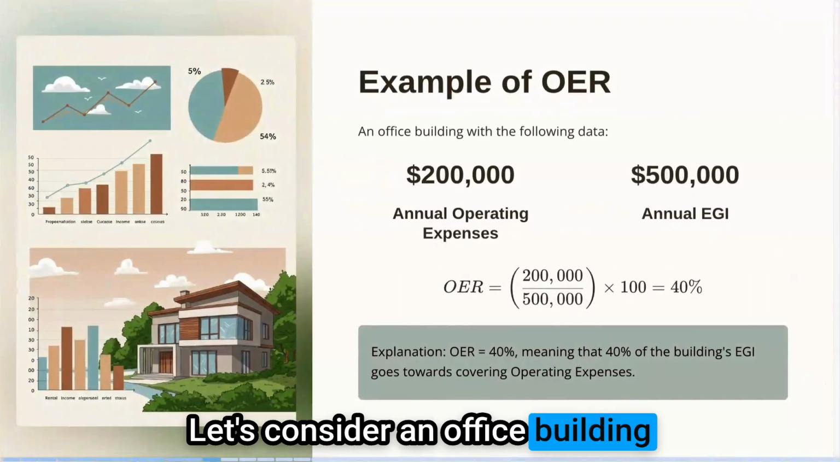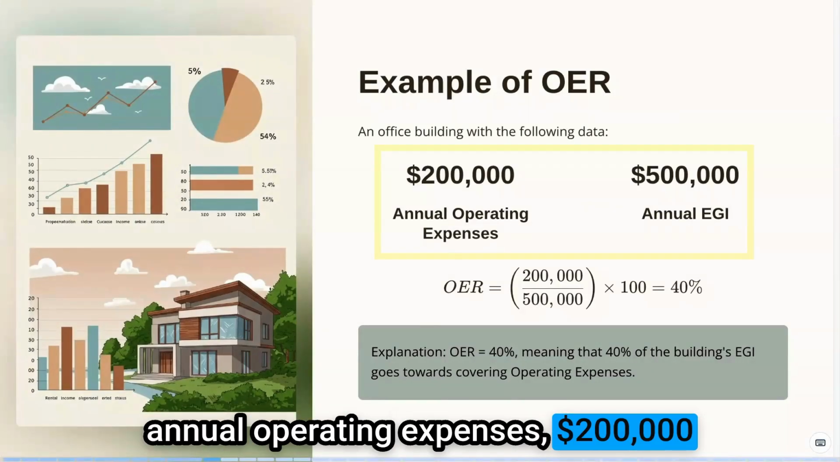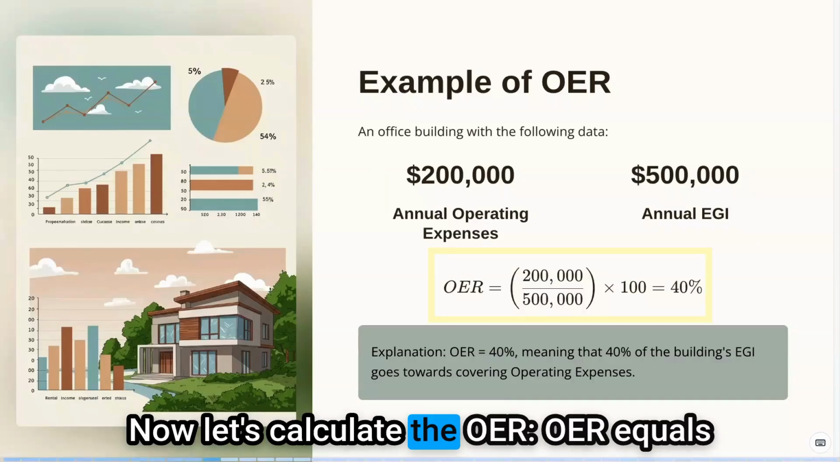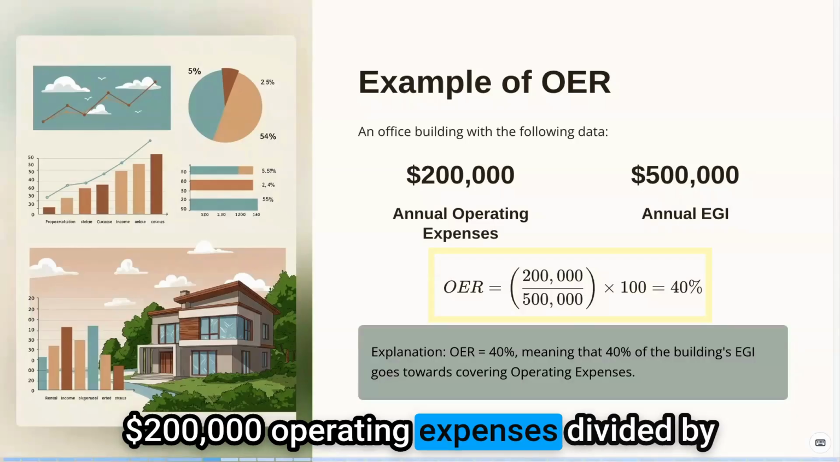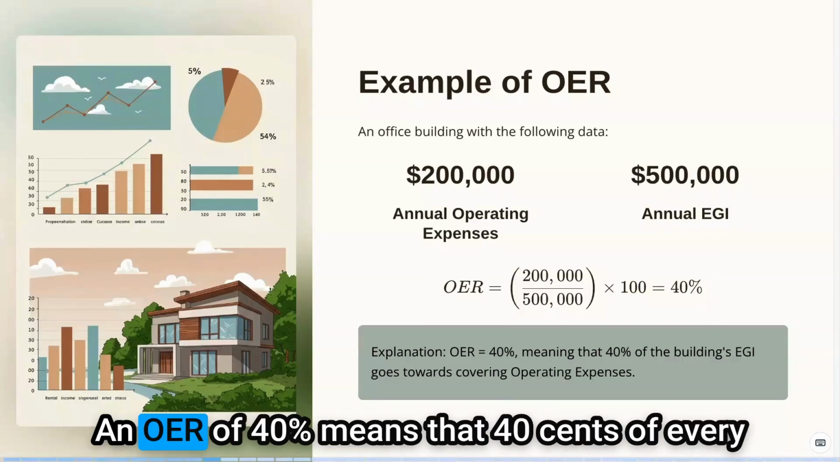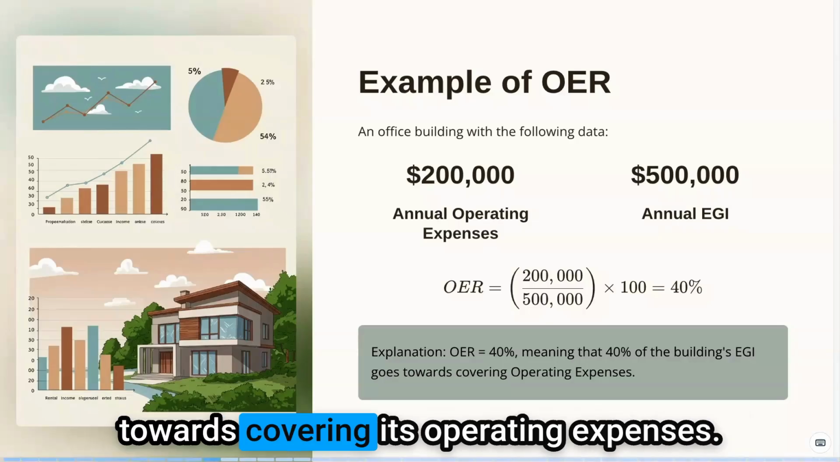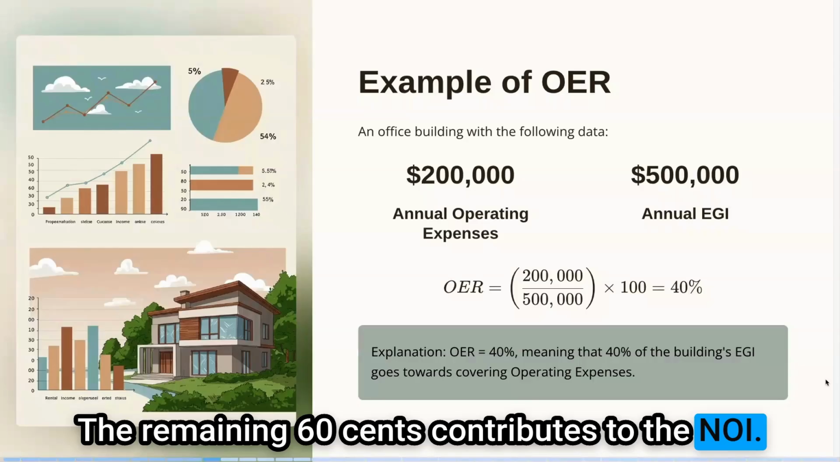Let's consider an office building with the following annual data. Annual operating expenses $200,000, annual EGI $500,000. Now, let's calculate the OER. OER equals $200,000 operating expenses divided by $500,000 EGI multiplied by 100 equals 40%. An OER of 40% means that 40 cents of every dollar of EGI generated by the building goes towards covering its operating expenses. The remaining 60 cents contributes to the NOI.